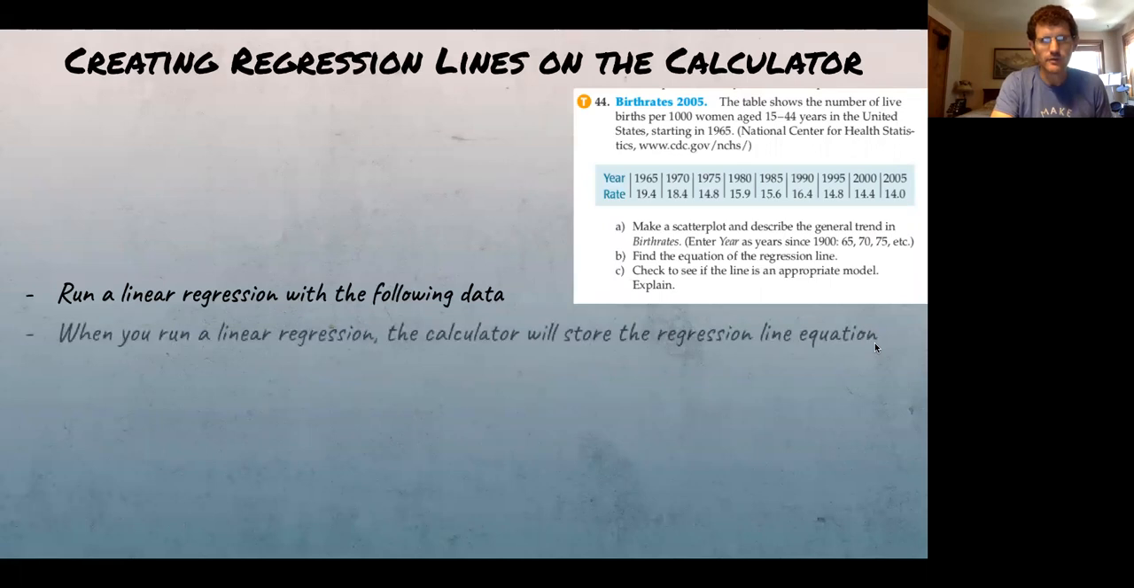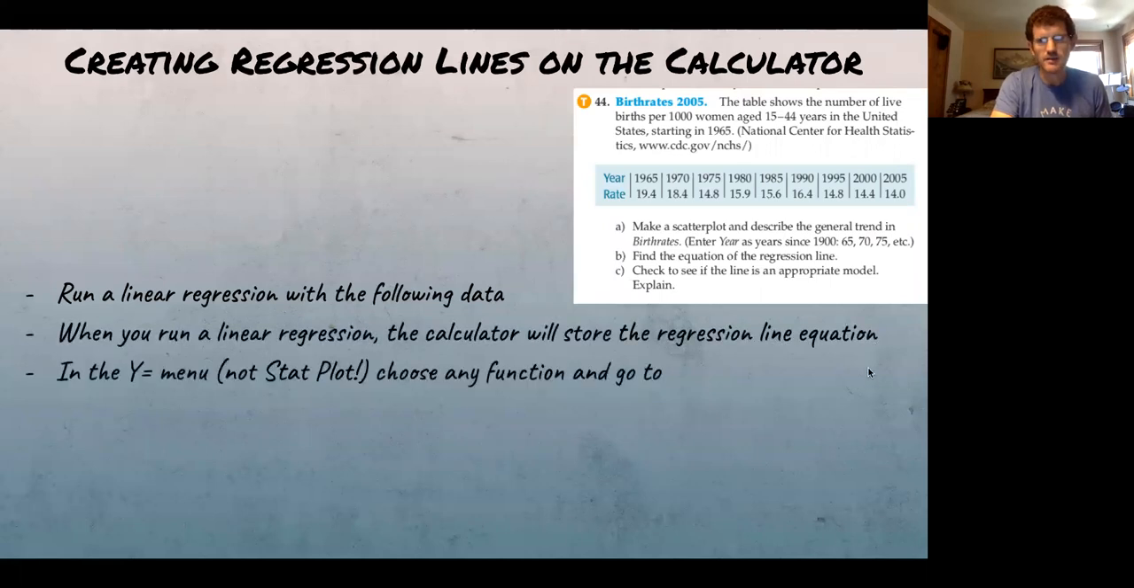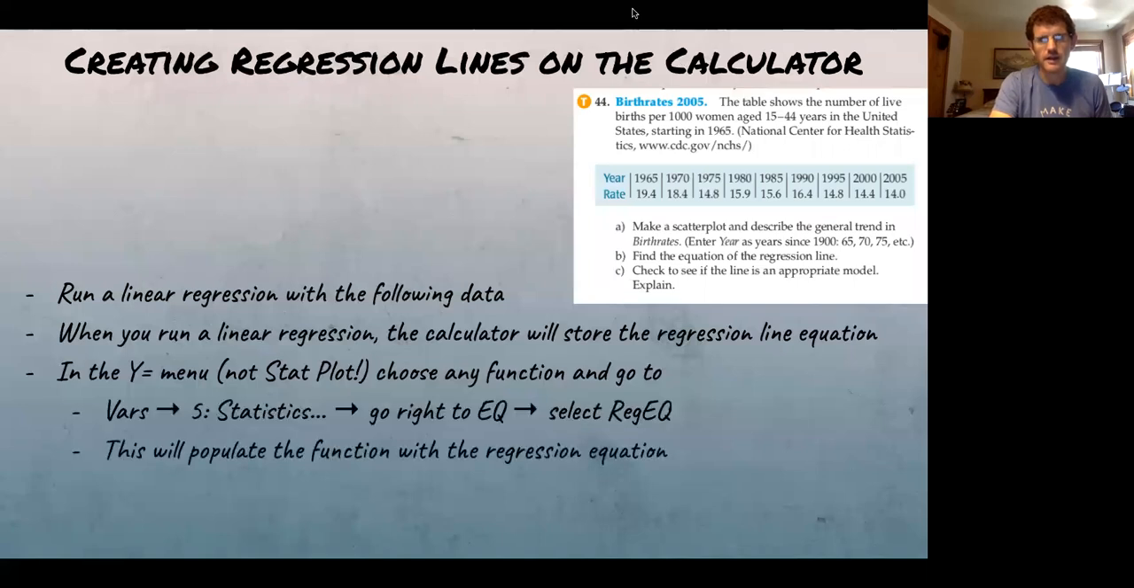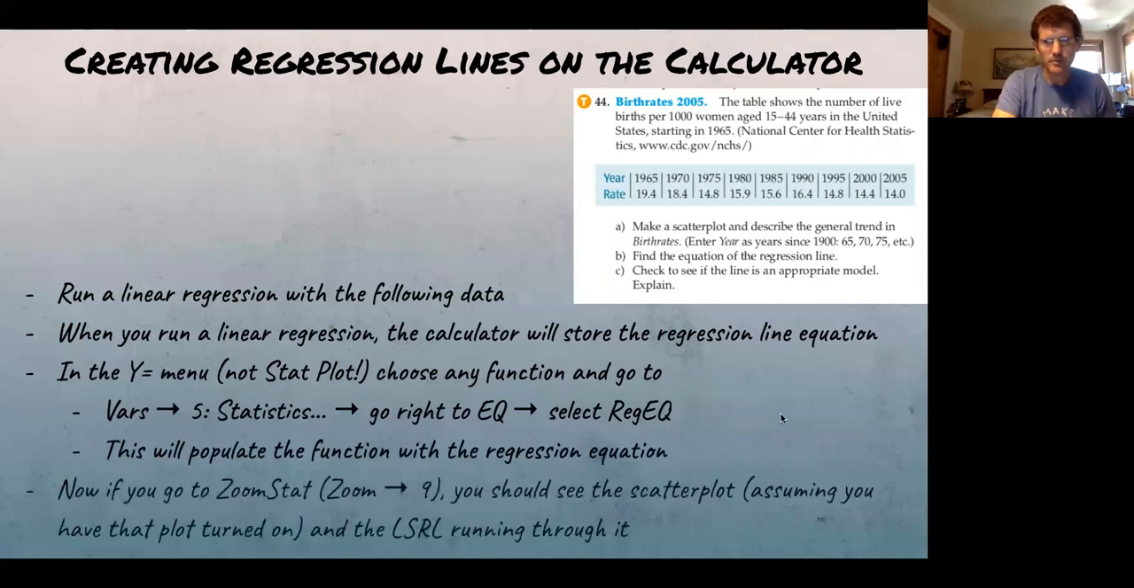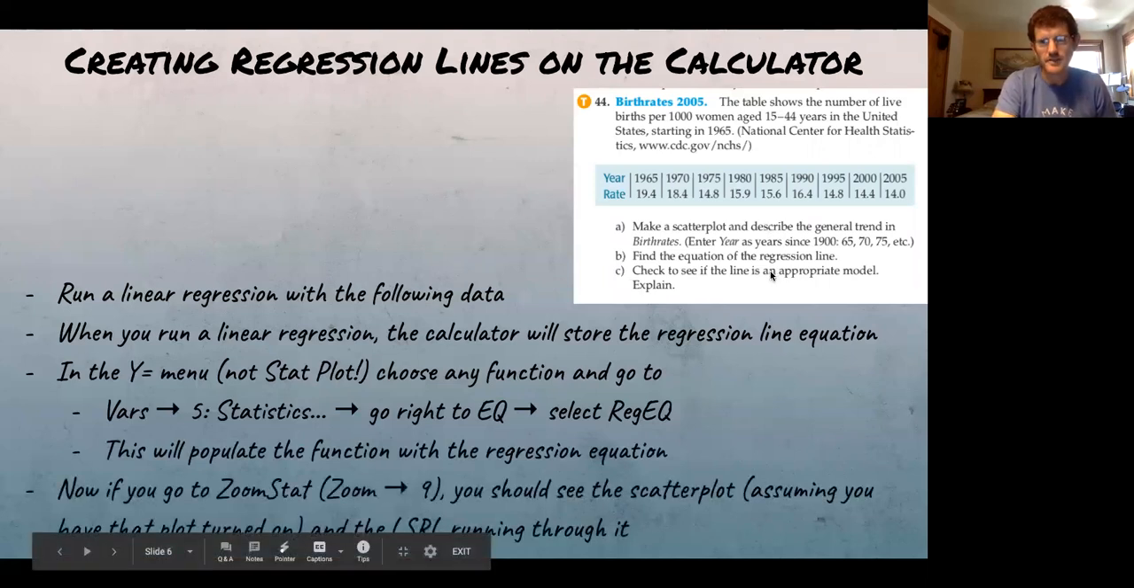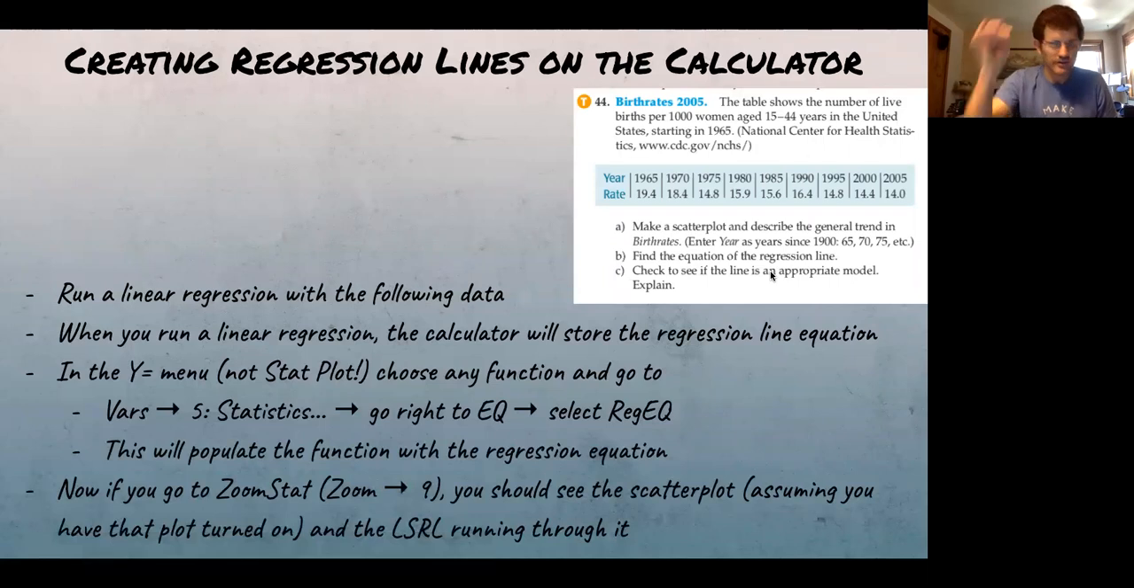If you want to create the regression line and actually see it, first of all, you know how to make a scatter plot of this data. I'm just bringing all this up. So you could go and look at the scatter plot, and we're going to make it so you can see a regression line running through it. Every time you run a linear regression, the calculator stores that regression line equation.